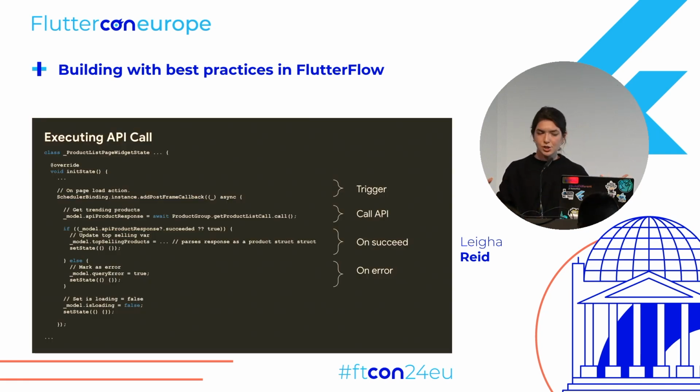And if I popped open the generated code, you'd see something like this, right? I have my page widget because I've tied this action to the page, and you can see the callback that represents the trigger that I selected, the actual API call itself, so that first node, and then this if-else statement, which represents that conditional that I created.